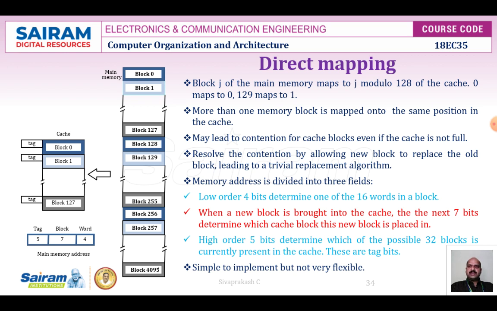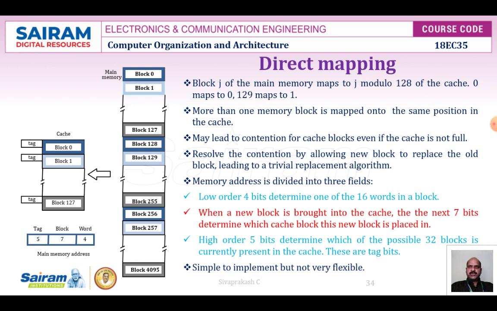Obviously, the memory address is divided into 3 fields. Already we have seen that the lower order 4 bits form a 4-bit field that selects one of the 16 words in a block. The 7-bit cache block field determines the cache position in which the new block must be stored, and the 5-bit tag field, the 5-bit memory address of the block, is stored in the 5 tag bits associated with the cache location.